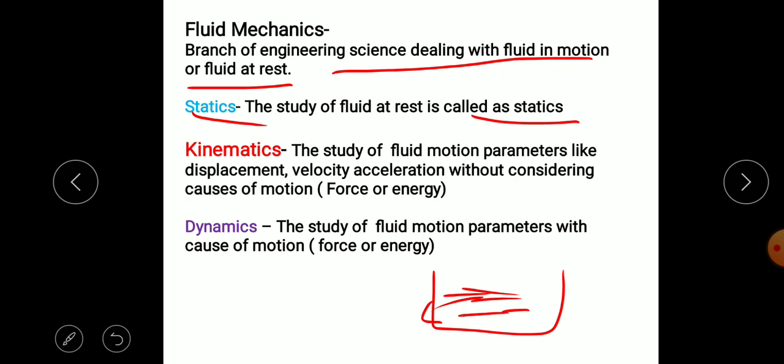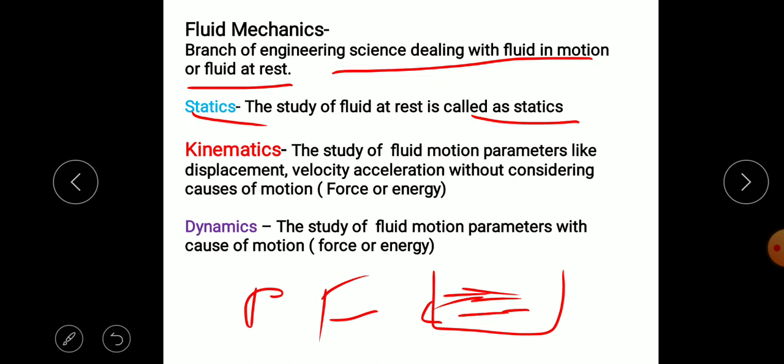So at that time, we have to focus on what are the pressures or forces exerted by this fluid. According to pressure or force, we have to consider the size and thickness of the containers. So the study of fluids at rest is called statics. Here we are mainly considering the forces exerted by the fluid.